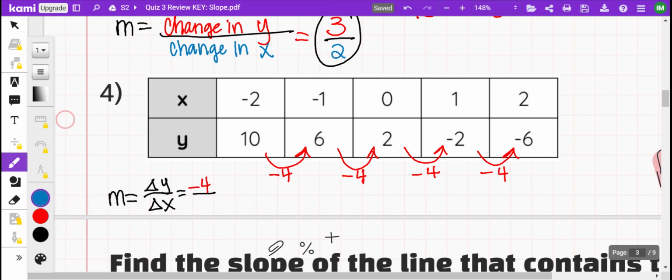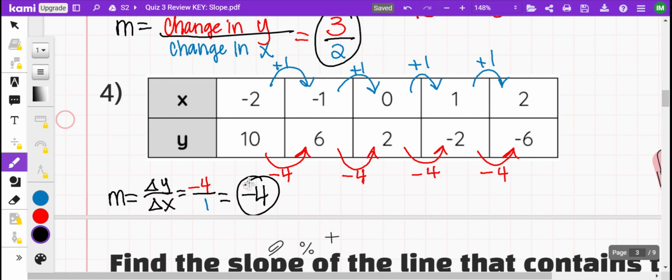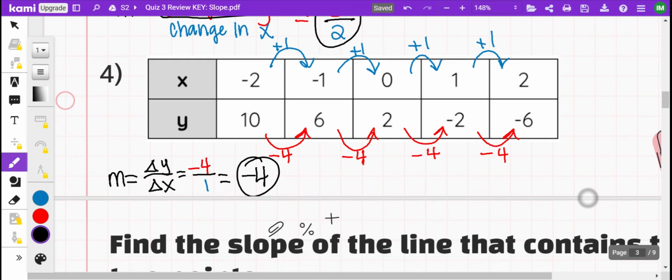For our change in x, from -2 to -1, the negative is getting smaller, which means we're adding 1. From -1 to 0, we added 1 again. From 0 to 1, we added 1. And from 1 to 2, we added 1. So our change in x is 1. Does 1 go into -4? Yes, it does. We can simplify. We will get that our slope is -4. If you're not sure, use a calculator.